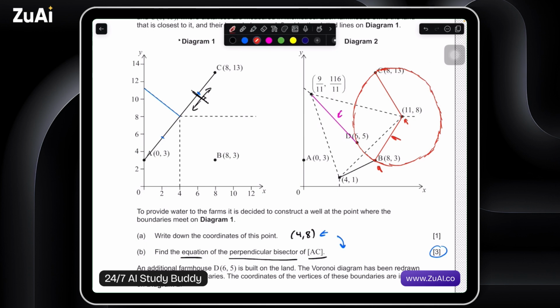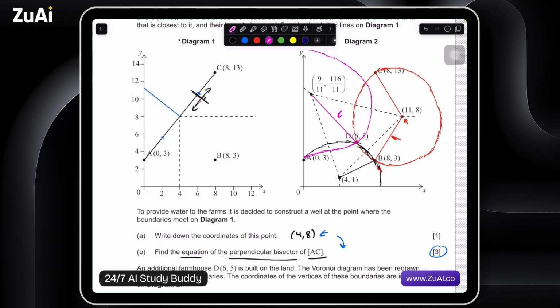So if we go back to this one right here and we sweep out a circle, we're asking ourselves, which one of these is the furthest away? Which one of these has the largest radius? Because the boundary lines themselves will be equidistant.